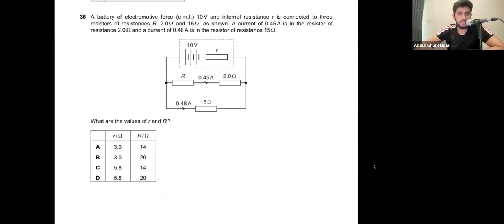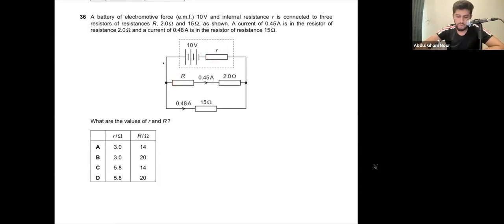Question 36 says a battery of EMF 10 volts and internal resistance r is connected to three resistances R, 2 ohms and 15 ohms as shown. A current of 0.45 amperes is in the resistor of resistance 2 ohms and the current of 0.48 amperes is in the resistor of resistance 15 ohms. What are the values of this R and the internal resistance?